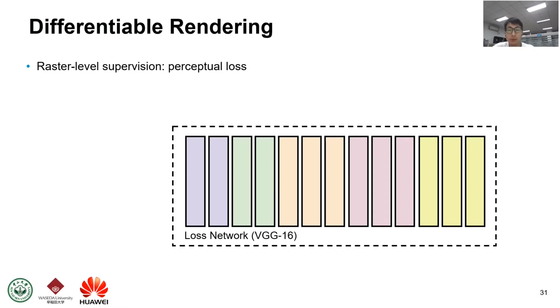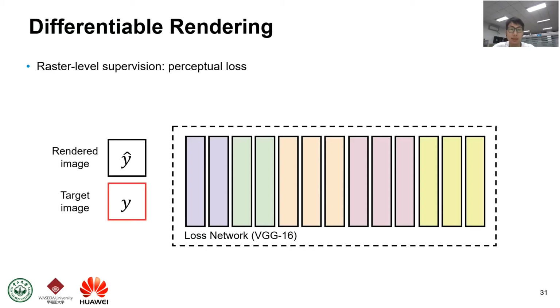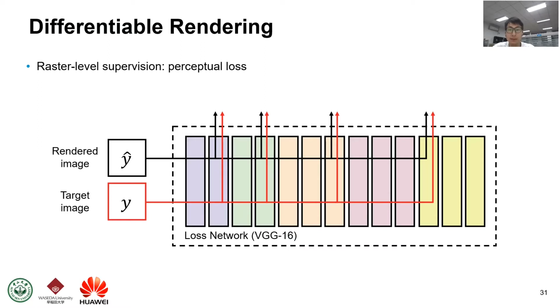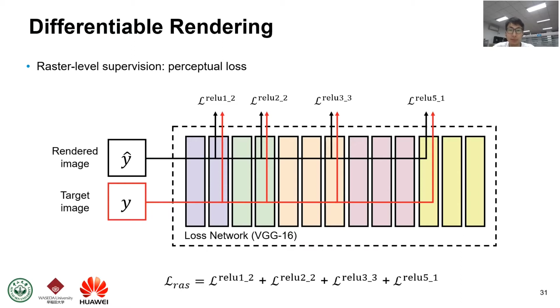During training, we use perceptual loss as the raster loss. This means that we input the rendered image and the target image into a pre-trained VGG16 model separately. Then, we take the output features from different layers. At each layer, we calculate the differences between features from the two images. At last, the perceptual loss is formulated as the summation of all the differences.